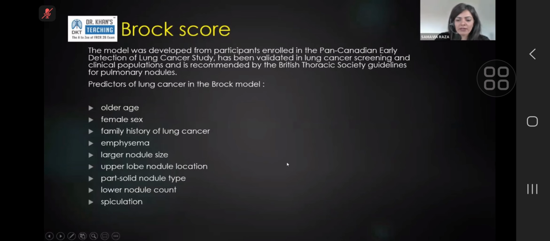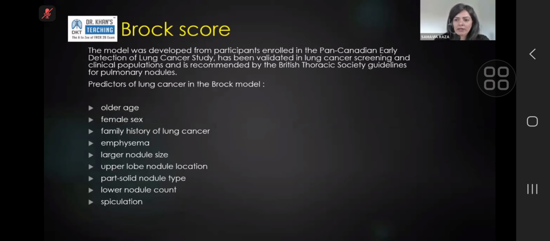Coming to the Brock score, we've alluded to the Brock score. What is the Brock score? Brock score is just a number we calculate. It is a model developed from participants enrolled in the Pan-Canadian Early Detection of Lung Cancer Study. It is a validated score. It is used in lung cancer screening. It is used in clinical populations, and it is recommended by the British Thoracic Society guidelines for lung nodule assessment.